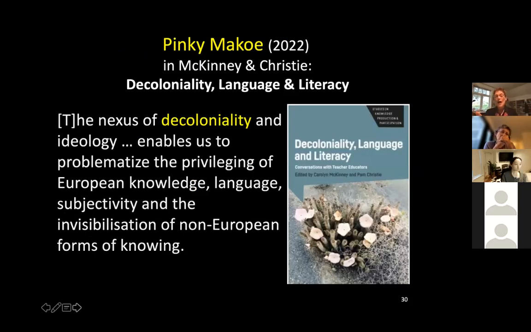If we look at how we theorize decoloniality, and this is a book that's just been published, 2022. I, in fact, endorsed this particular book. And Pinky McQuay makes the point that the nexus of decoloniality and ideology enables us to problematize the privileging of European knowledge, language, subjectivity, and the invisibilization of non-European forms of knowing.